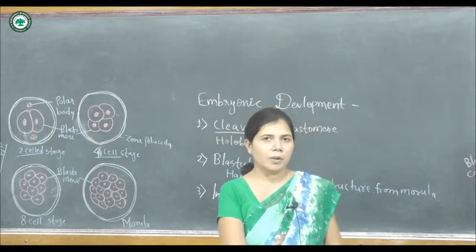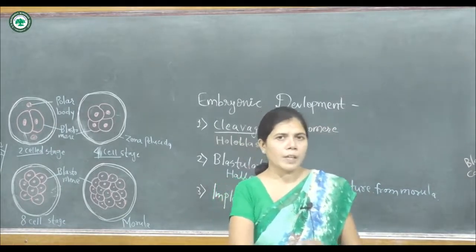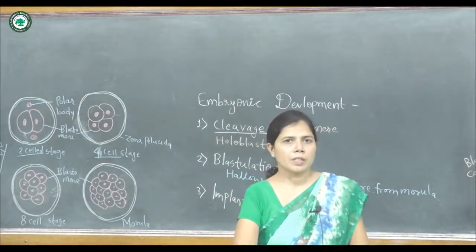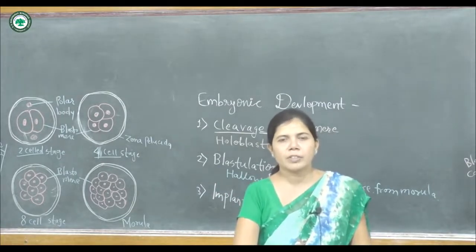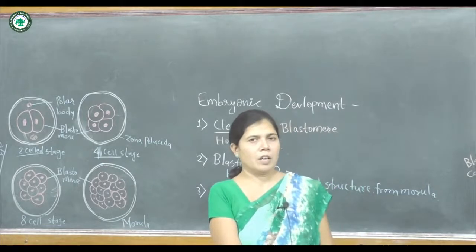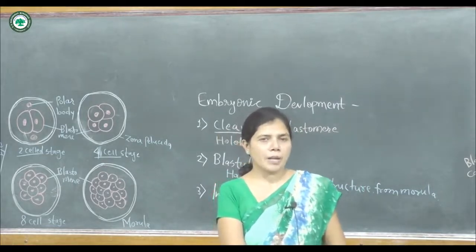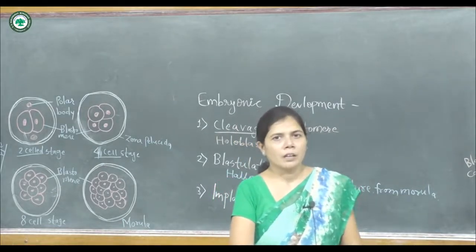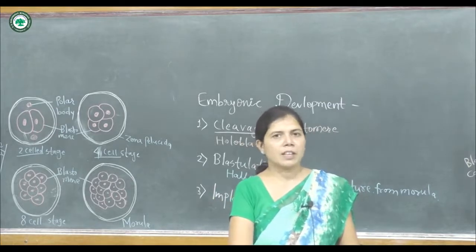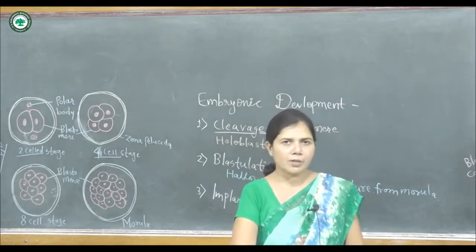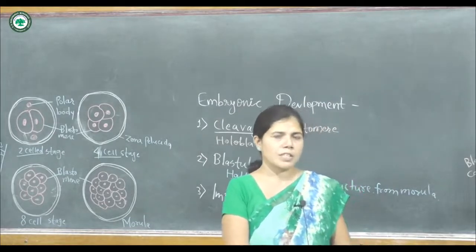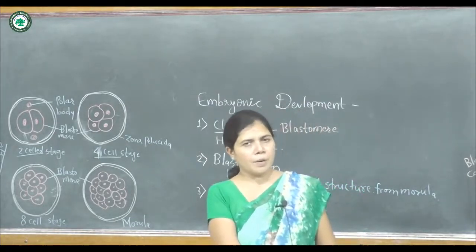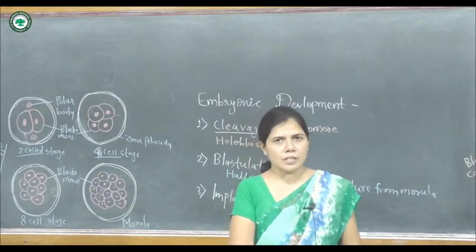In organogenesis, or in embryonic development, the development from the zygote proceeds through the process of cleavage. After cleavage comes blastulation, after blastulation there is implantation, or we can say nidation. After nidation there is gastrulation and organogenesis, and lastly parturition, or we can say pregnancy and then parturition.